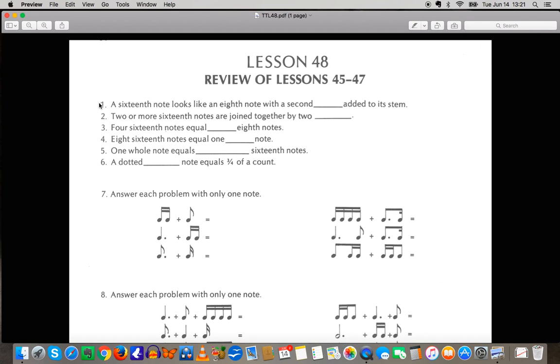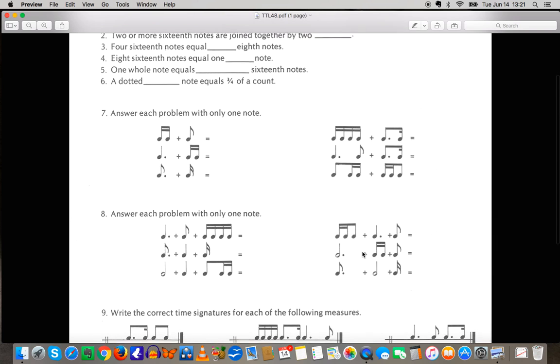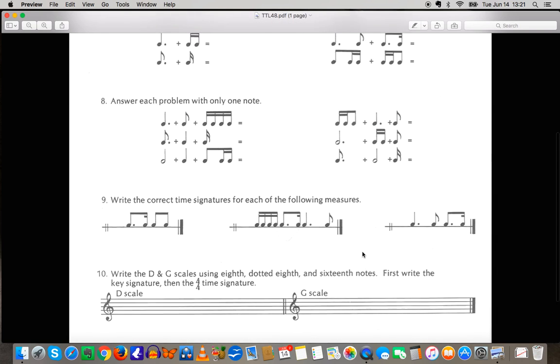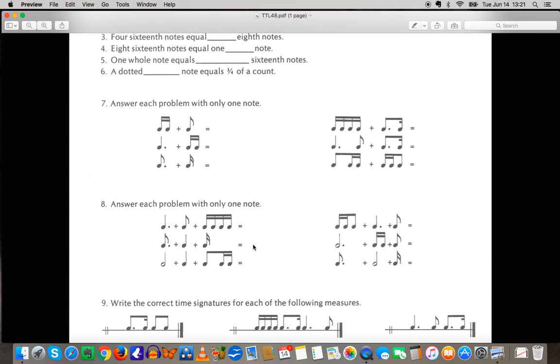Okay, first question. A 16th note looks like an 8th note with a second blank added to a stem. Well, let's look in here. Let's use some basic test-taking skills. You know this is an 8th note, right? So here is a 16th note right here. Remember, it has 2 flags on it, just like the 16th notes beamed together have 2 beams.